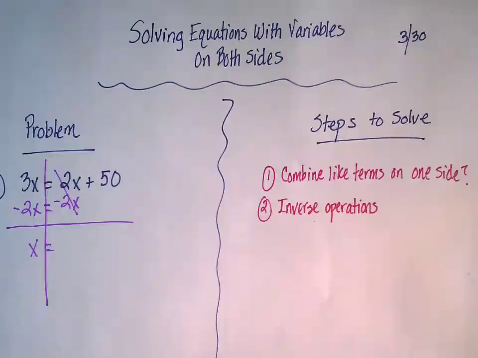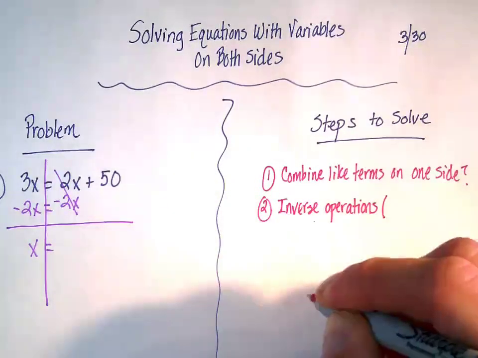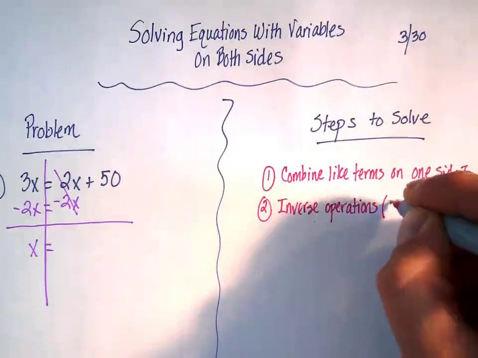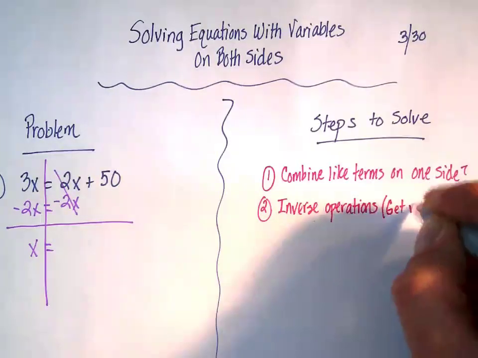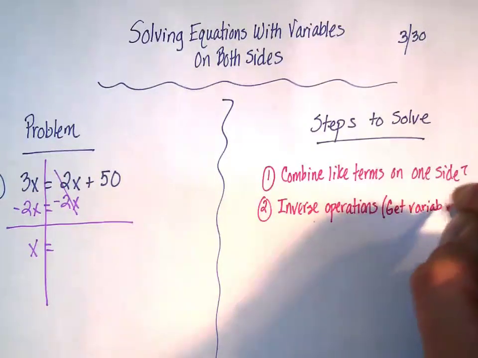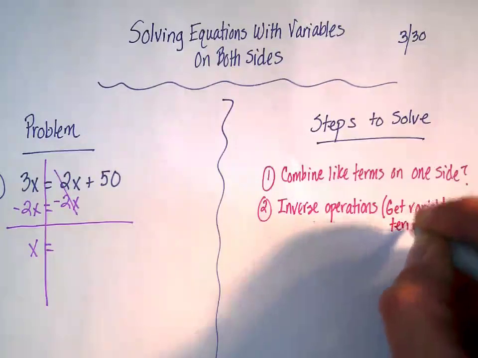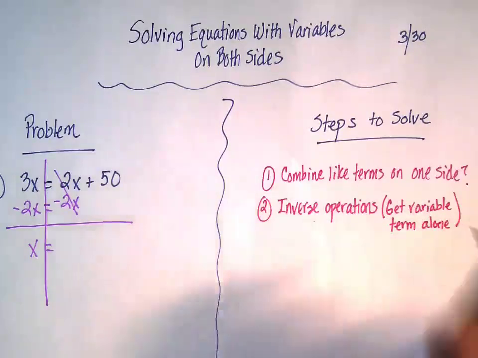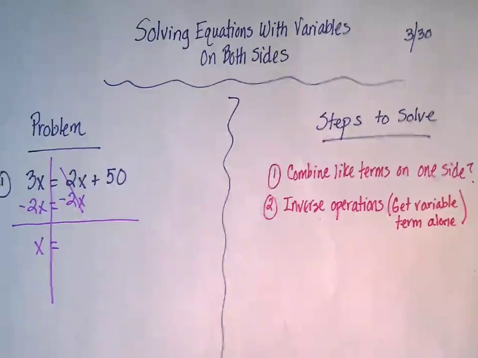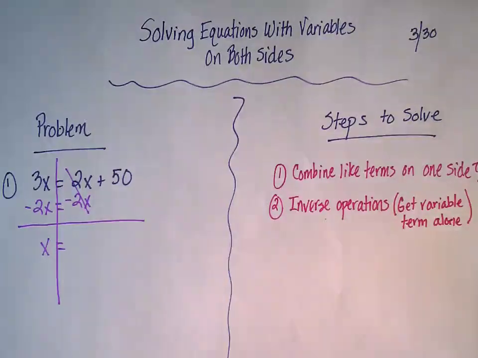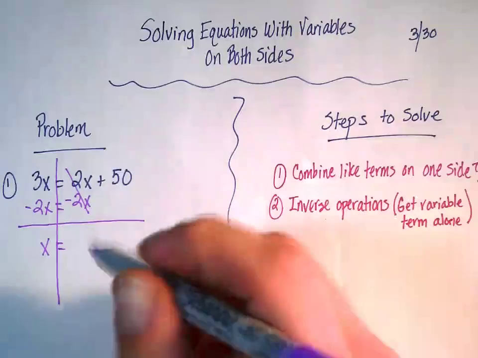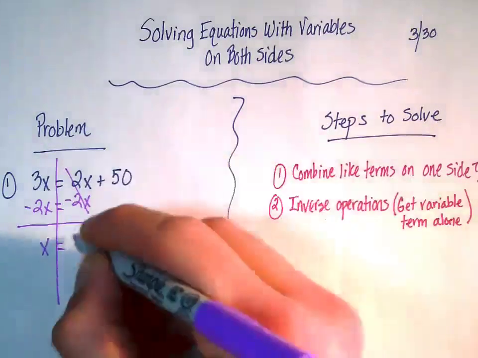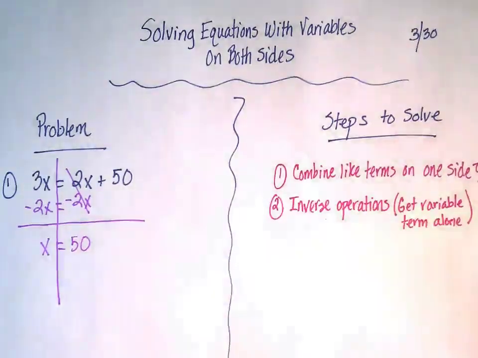Right? You need to say to yourself inverse operations, but you need to, what we call, get your variable term alone. Right? So we got that. That's question 1. So now we just need to rewrite what we have. Our 2x minus 2x is gone. And then this is just simple in the fact that it's x equals 50, right?